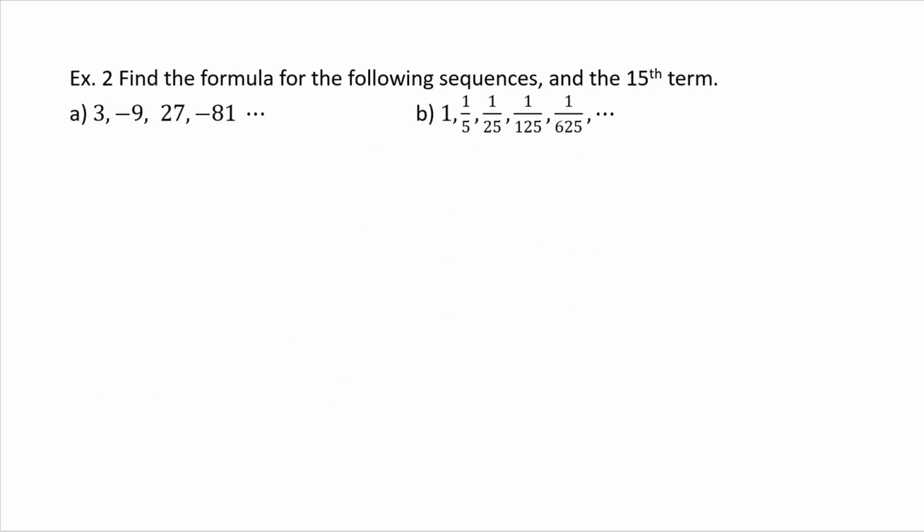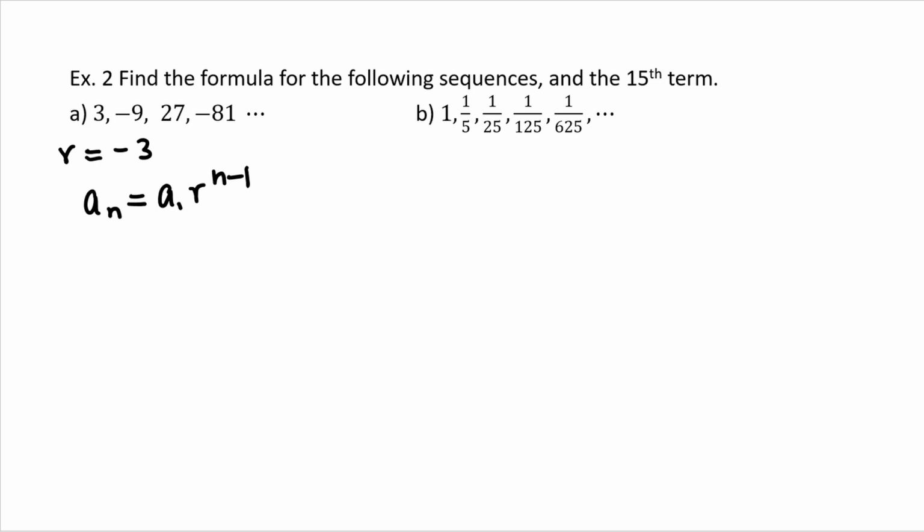Find the formula for the following sequences and the 15th term. 3, negative 9, 27, negative 81. We observe a common ratio, that is, the gaps between each successive term change by a factor of negative 3. Now the formula for the nth term of the geometric sequence is a sub n equals the first term, and sometimes we write the subscript 1, sometimes we don't. Be flexible on that, times r to the power of n minus 1.